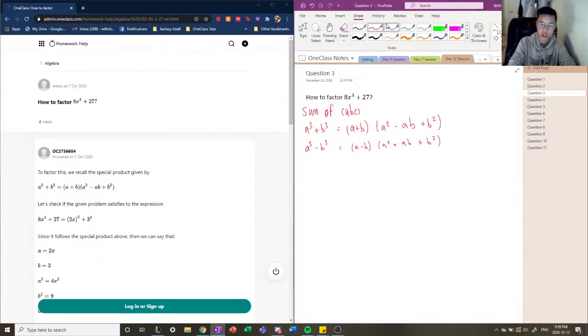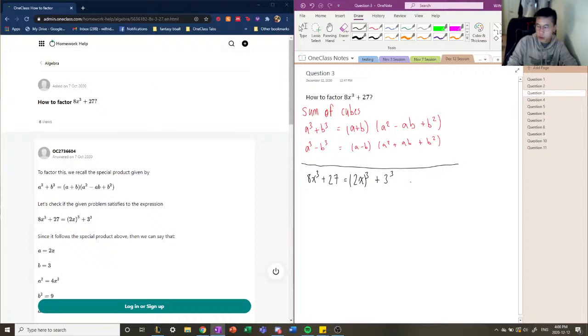Okay, so these are the sum of cube rules, and they apply to a cubed plus b cubed and a cubed minus b cubed. All right, so looking at our original question here, we have 8x cubed plus 27. So we need to write it in this kind of form. We're kind of there already. We have x cubed, right? But how about 8 and 27? Can they be written in a cubic form? And they can. We can write 8x cubed plus 27 as (2x) cubed plus 3 cubed, okay?